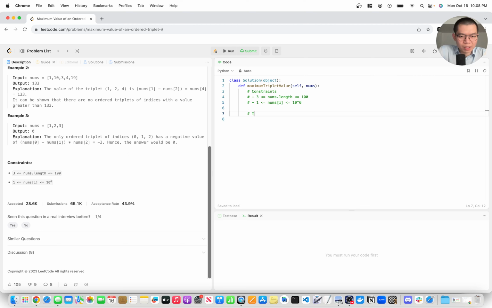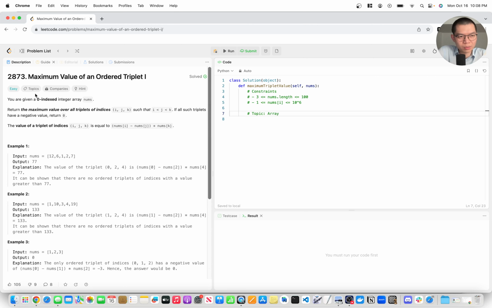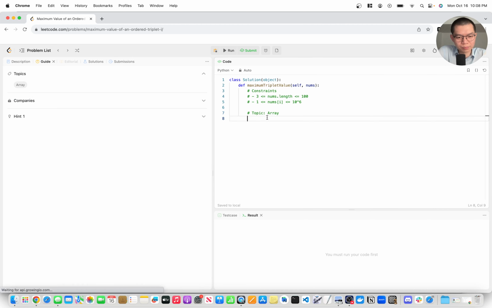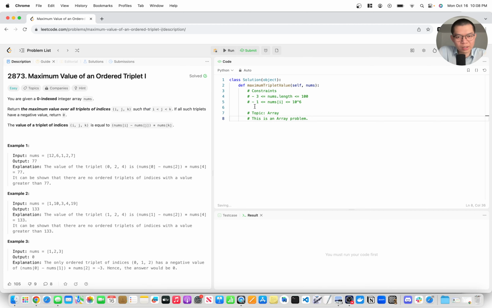And the topic right here, I think this is an array problem, but let's take a look. Yeah, this is an array problem. The reason why you should always check the constraints and the topic is so that you're along the right path. Checking both of these things gives you a faster understanding of the problem, and if you are on the wrong path in the beginning, then it's very hard to course correct.